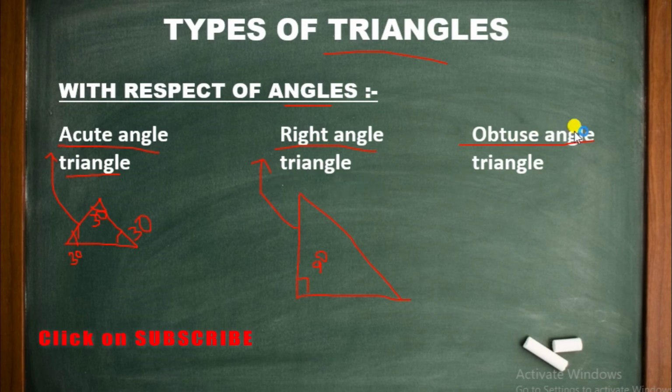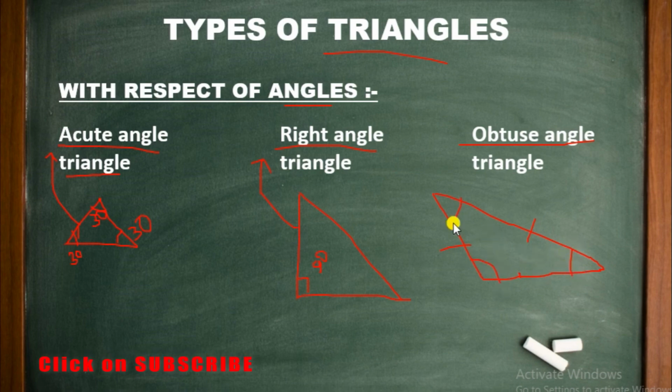Now, obtuse angle triangle. So what is obtuse angle triangle? To know what is obtuse angle triangle, we have to draw one triangle first. Suppose this is a triangle I am drawing. This is a triangle because three sides are there, 1, 2 and 3 sides, and 3 angles are there. One angle, this is second angle, this is third angle.